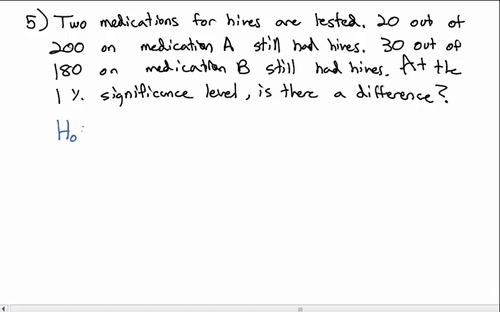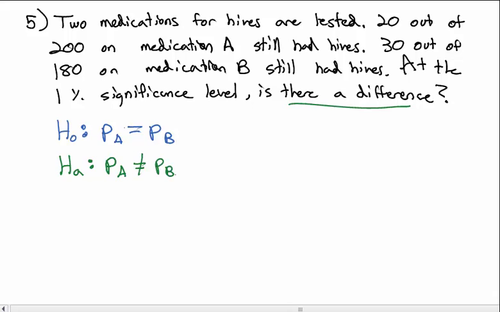So we should always start with our null hypothesis. The null hypothesis assumes there is no difference. The proportion of A is equal to the proportion of B. The alternate hypothesis, this time they're saying, alternatively, is there a difference? We don't care if one's bigger or smaller, we just want to know, is there a difference? So proportion A is not equal to proportion B.